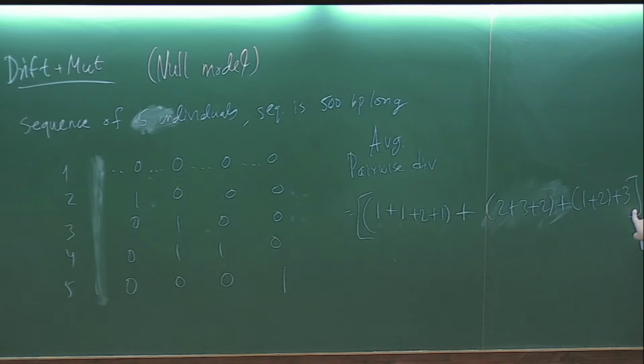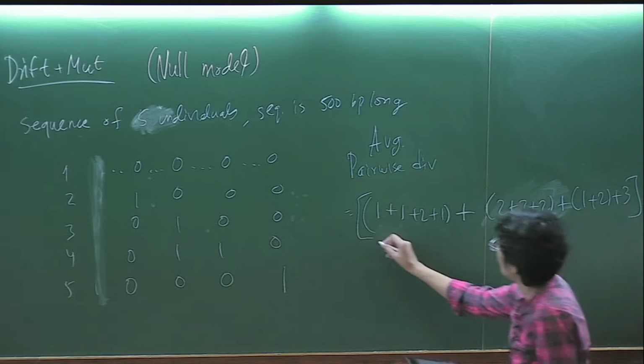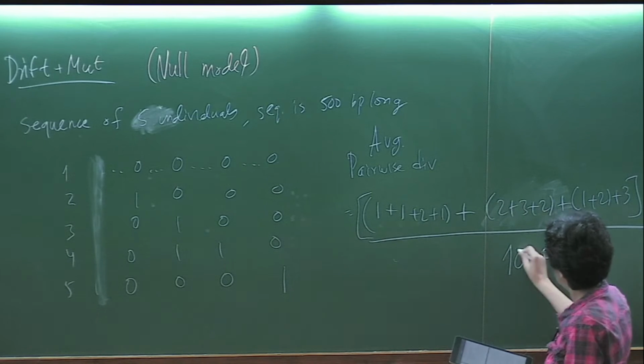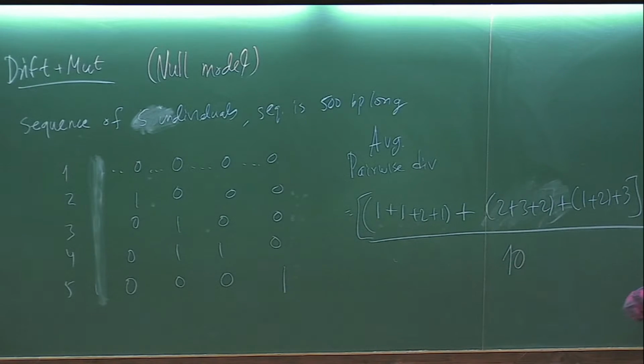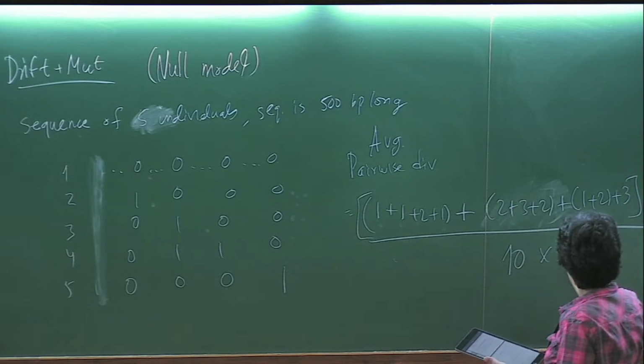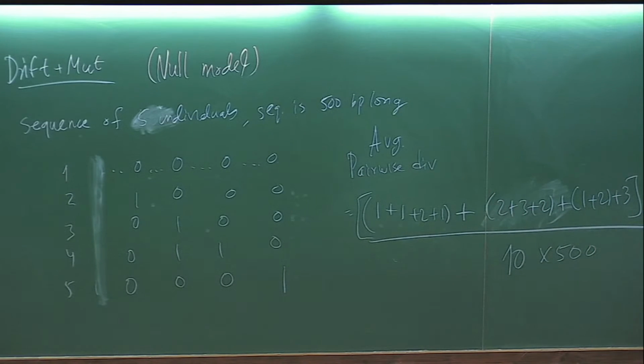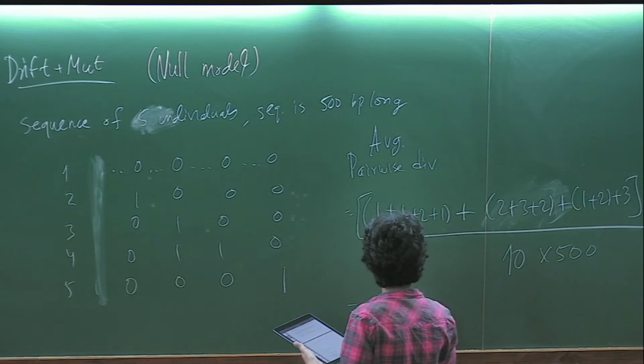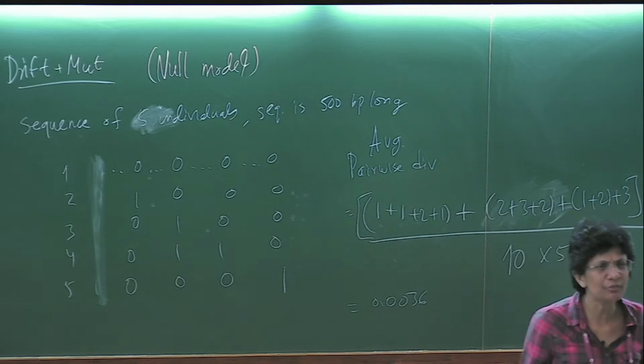Fourth and fifth. Okay? But I'm calculating an average, right? So I have how many? 10 such pairs. And it's the diversity over the entire sequence, and I said to you, it's 500. So this is the elementary calculation one can do, and some number comes out, 0.0036.